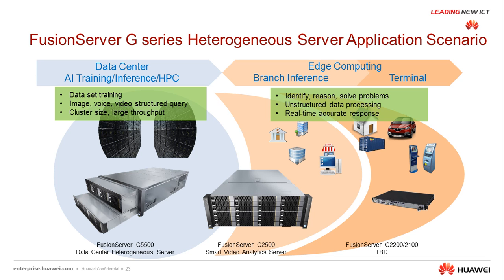Server G2500 is used for inference on the branch side in edge computing scenarios, including identification, inference, online problem solving, unstructured data processing, and real-time precise answering. To meet customer requirements, Huawei plans to launch a more compact intelligence server for deployment closer to the terminal side.